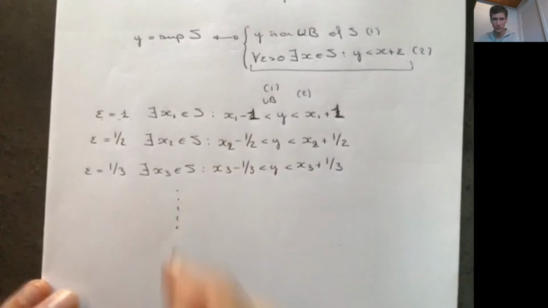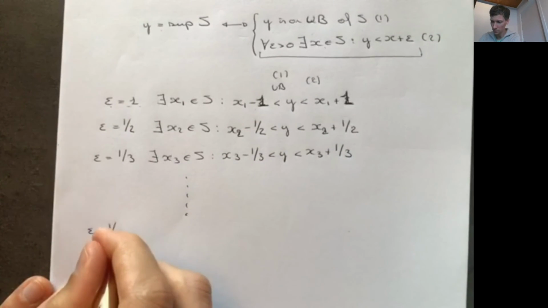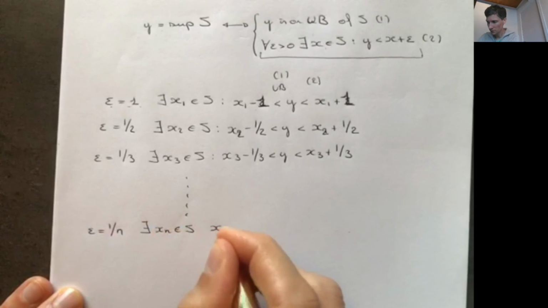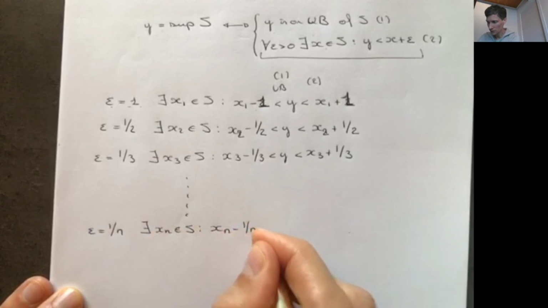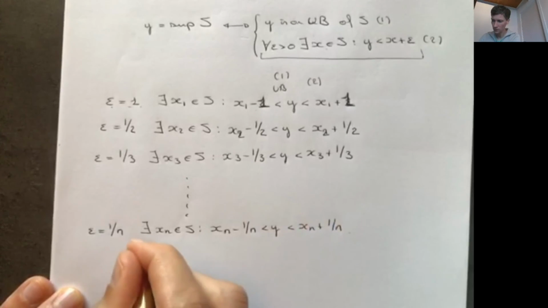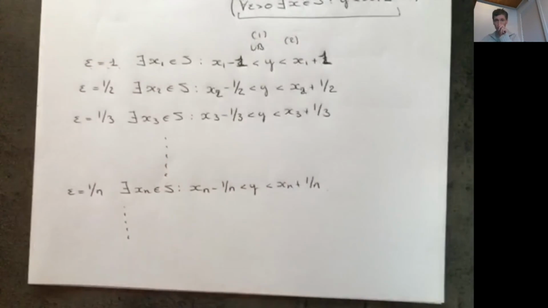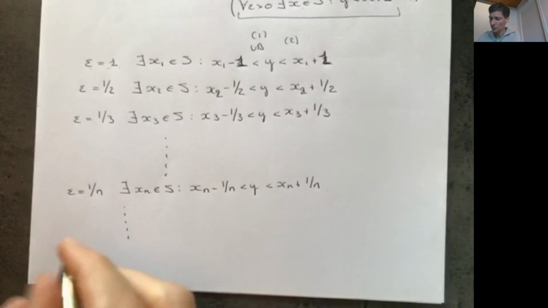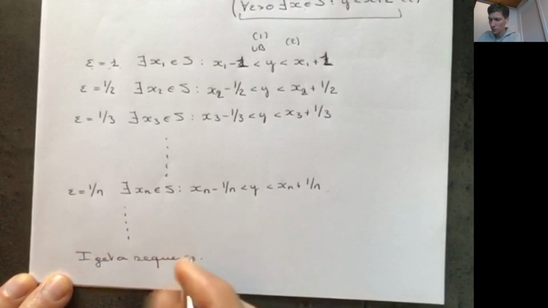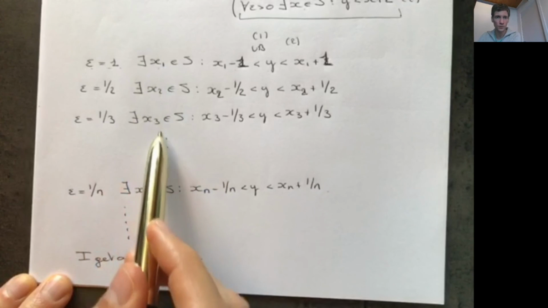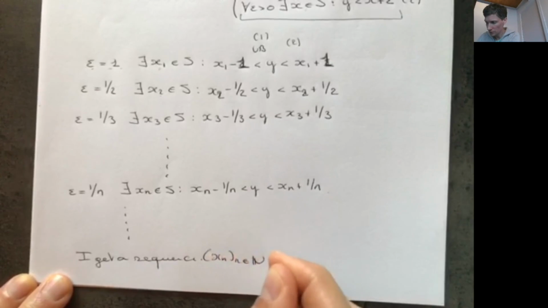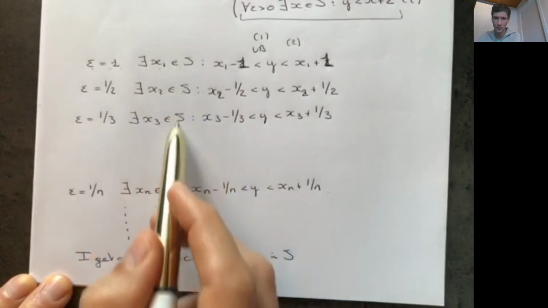And so on and so on. Okay, so after n steps I put epsilon to be equal to 1 over n, and then I know that there's an xn in S such that xn minus 1 over n is smaller than y, which is smaller than xn plus 1 over n, and so on and so on. Okay, so I can continue doing this indefinitely long. As a result of this, I get a sequence of numbers x1, x2, x3, x4, and so on and so on. So I get a sequence xn in S. All of these elements are in S.